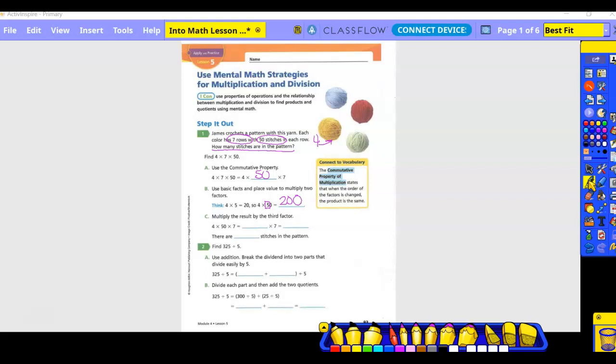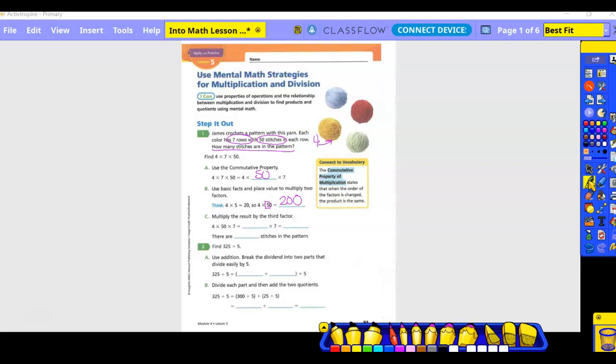And then over here it does say the commutative property of multiplication states that when the order of the factors is changed, the product is still the same. So you can do that with what? Multiplication and addition. But can you do that with subtraction and division? No. Okay, because those have to go in a certain order. Multiply the result by the third factor.